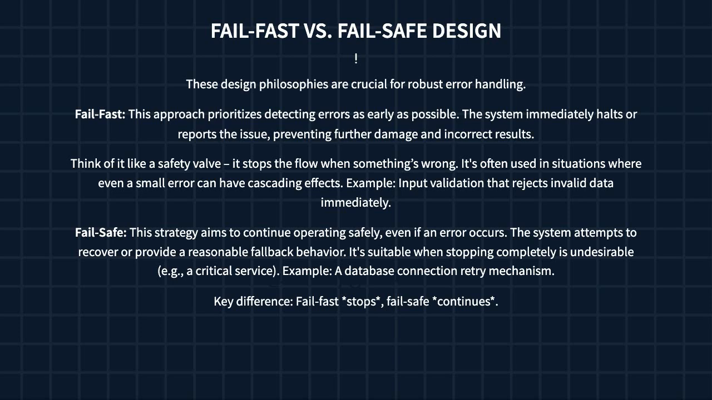We stop processing immediately. On the flip side, fail-safe is about keeping things running smoothly even if an error pops up. It's all about gracefully handling problems and not just shutting everything down. It tries to recover or gives us a reasonable alternative, like retrying a database connection, for instance. The core difference is that fail-fast stops processing, while fail-safe keeps going.